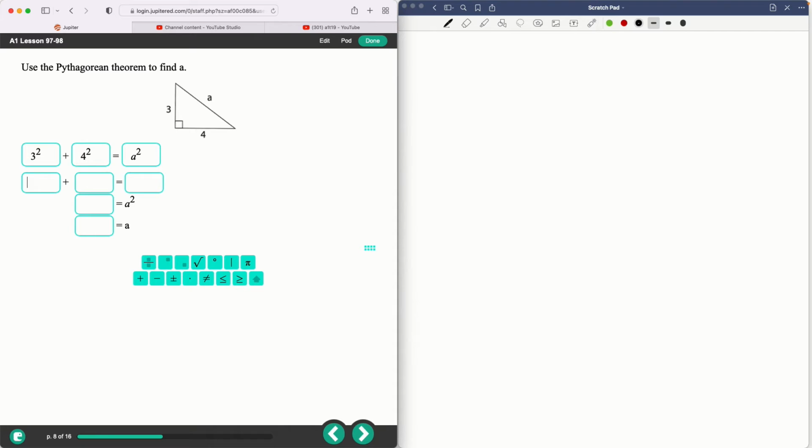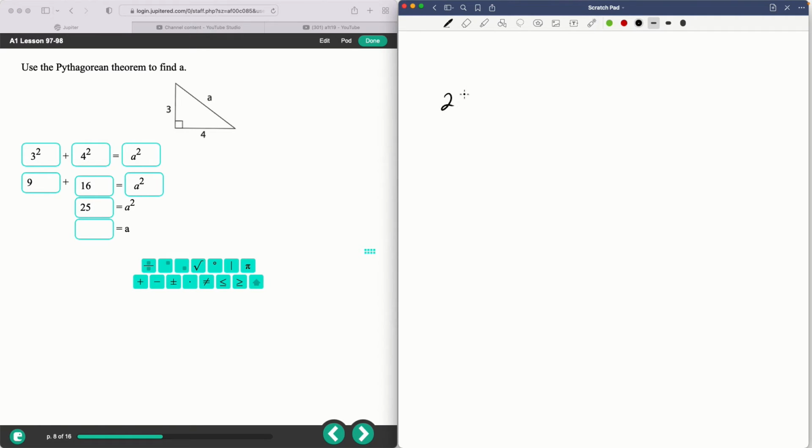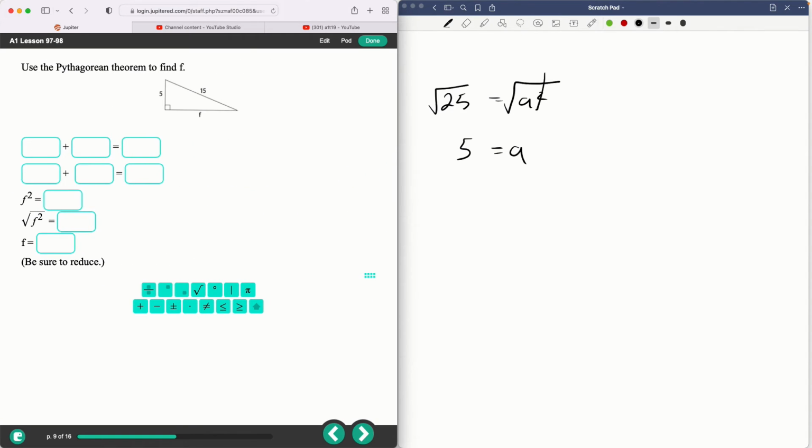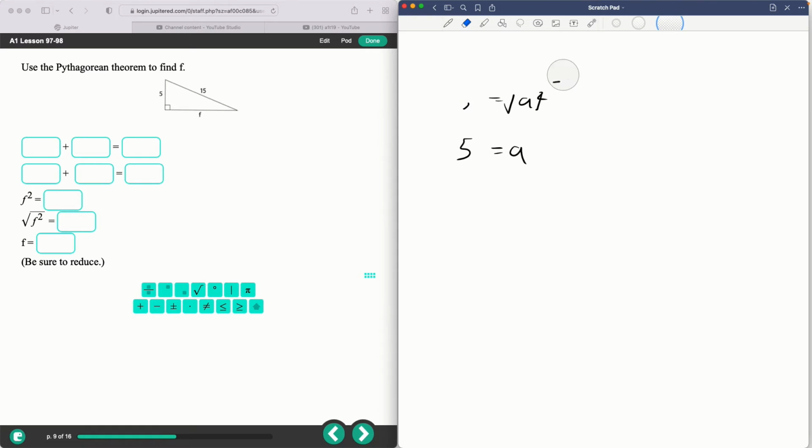That's going to be 9, that's going to be 16, and that's still A squared because we don't know what the variable means. But we add those two together. 9 plus 16 is 25, right? We come over here and we say 25 equals A squared. We take the square root of both. That cancels. That leaves us A. Square root of 25 is 5. So 5, we check it. Everything's correct. Number 9. Do you think we kind of understand Pythagoras Theorem yet? I think we're getting there.